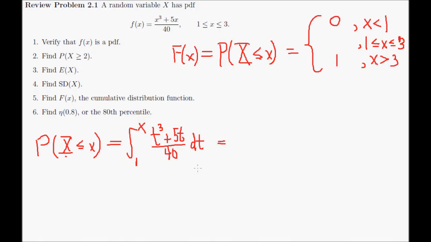Okay, so I do the integral, and I get 1 over 40 times t to the 4th over 4 plus 5t squared over 2, evaluated from x to 1.